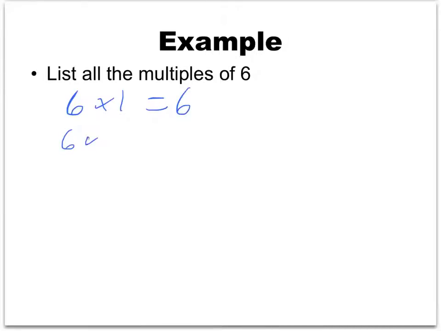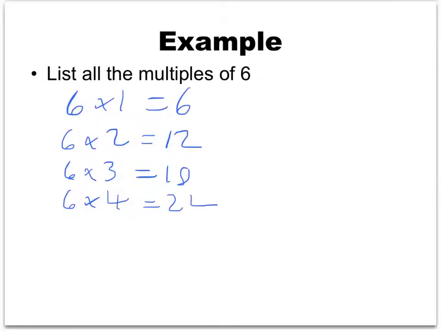If we take 6 times 2, we get the number 12. So that means that 12 is a multiple of 6. If we take 6 times 3, we get 18. So 18 is a multiple of 6. And we could keep going on as long as we wanted. 6 times 4 is equal to 24. So there's a multiple of 6. And we could just keep going, increase the second number, and we're going to get a new multiple of 6.